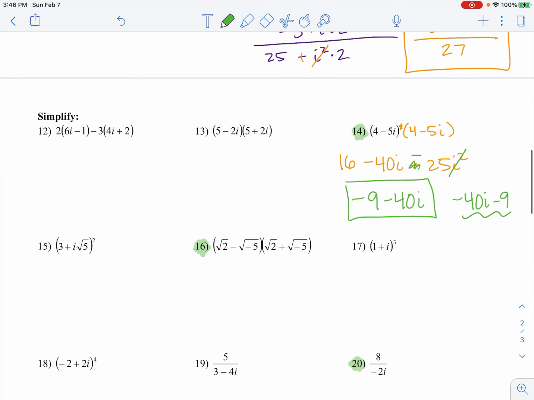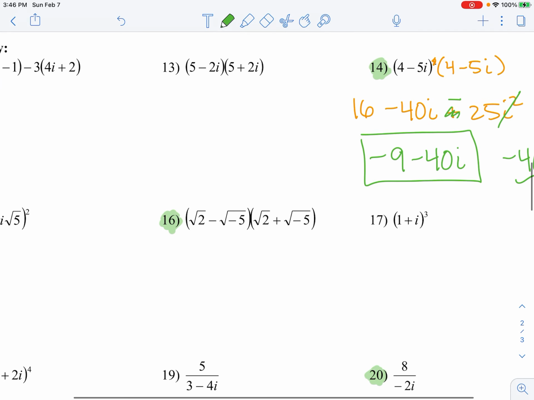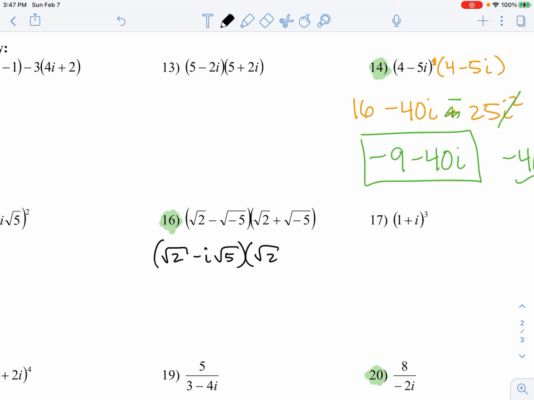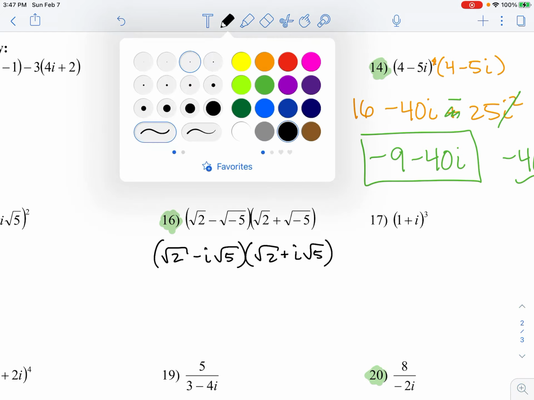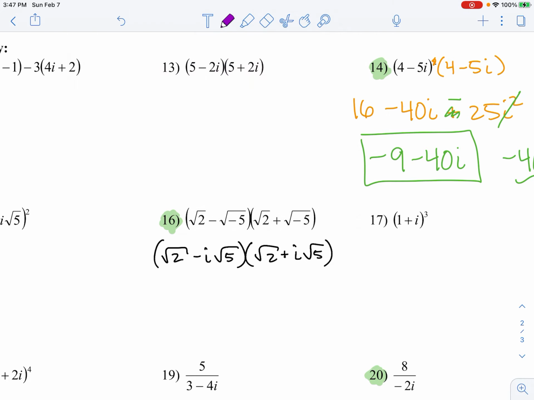Now, question 16. Again, we have some radicals in here. I probably would not do this out as is. I'm going to take out that i first. So I'm going to rewrite my problem, and I'm going to write this as root 2 minus i root 5, and then root 2 plus i root 5. Now, we do end up having conjugates here, but pulling out that i first is what I really wanted to highlight. And I'm going to go carefully bit by bit.